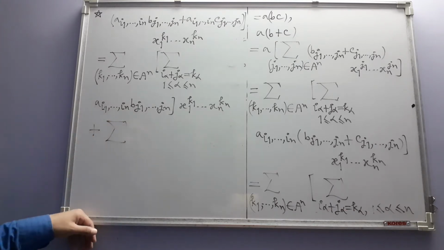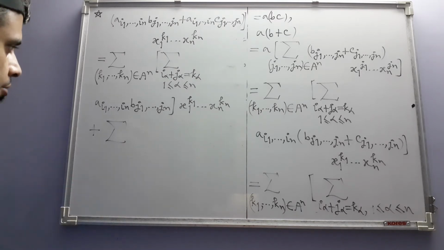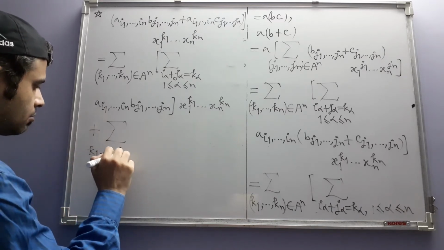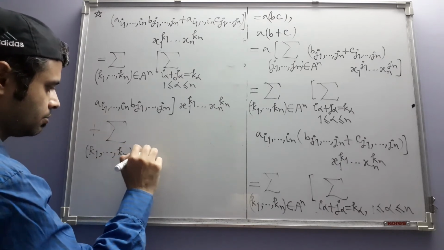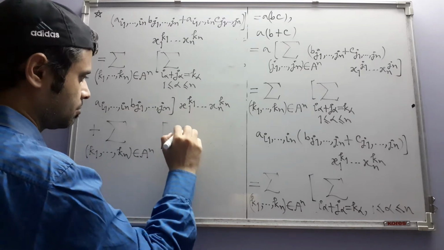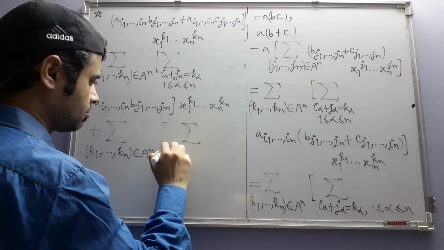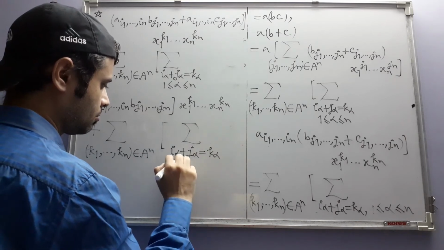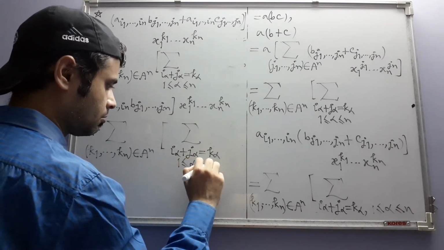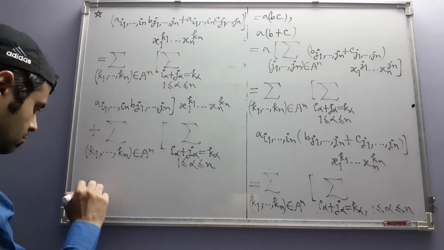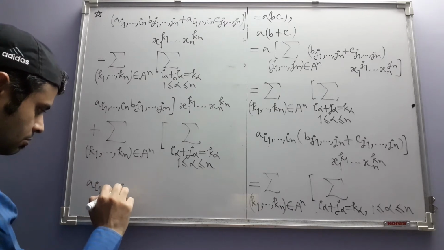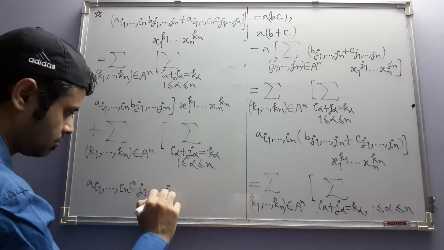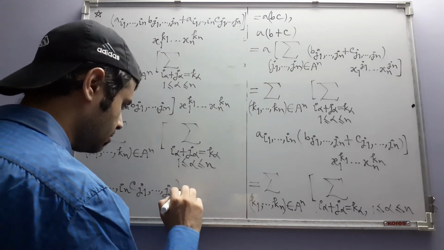So here we are applying the definition of addition in our system, in our set of formal symbols. Kn belongs to N. C J1 J2 up to Jn.